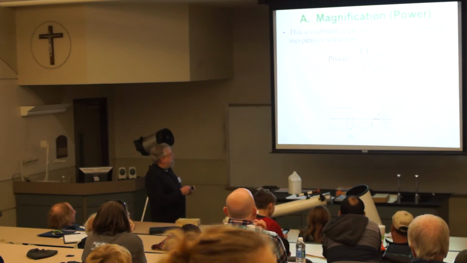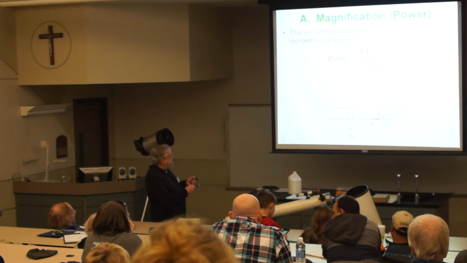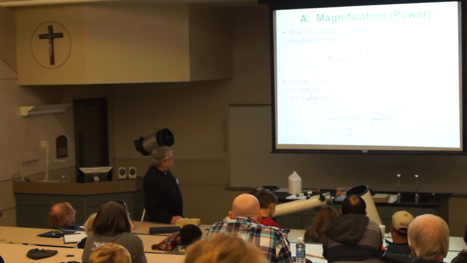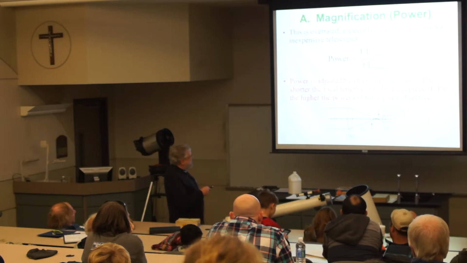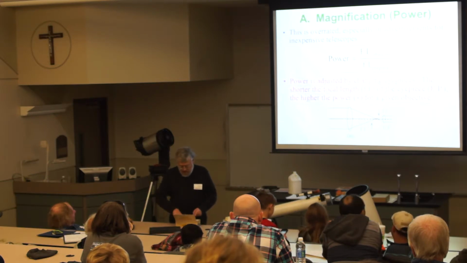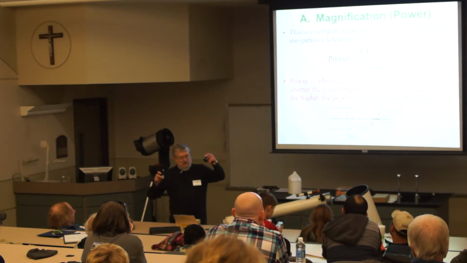So the power formula is focal length of the objective divided by the focal length of whatever eyepiece you have in there at the time. So the shorter the focal length of the eyepiece, the higher the power for a given objective in the telescope. So obviously, this lens will give you a higher magnification than this one.